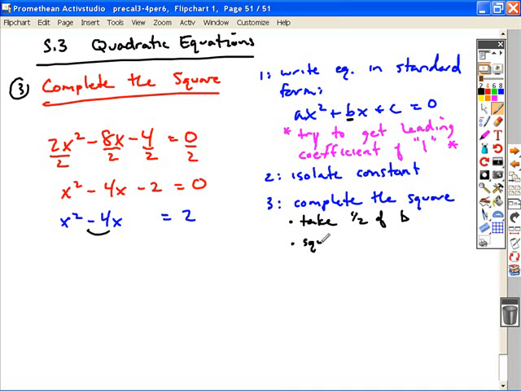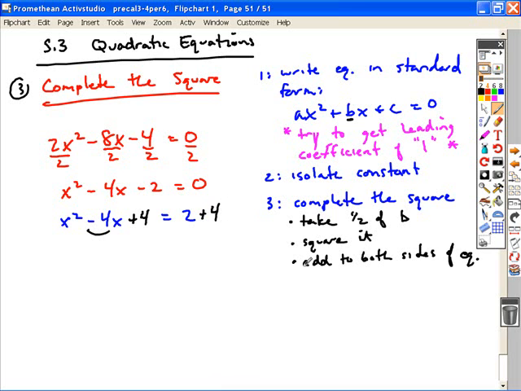Then you're going to square that value. So we take half of -4, which is -2. We're going to square it, and then you're going to add that to both sides of your equation. So -2 squared is a +4. This step is always going to involve adding. It's never going to subtract anything from either side of the equation. You're always going to add the same value. Again, by adding the same value to both sides of an equation, you maintain the balance of that equation.